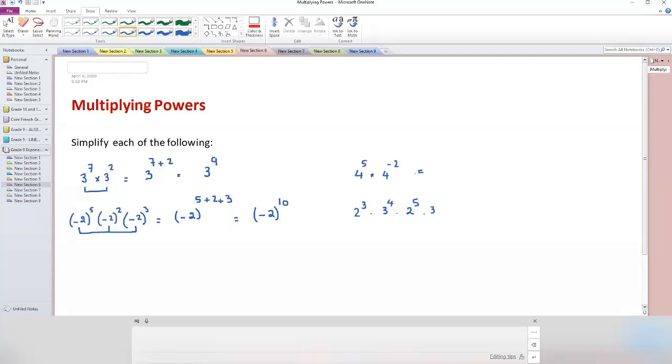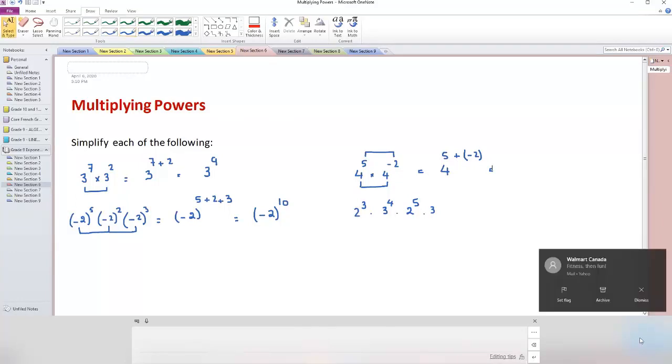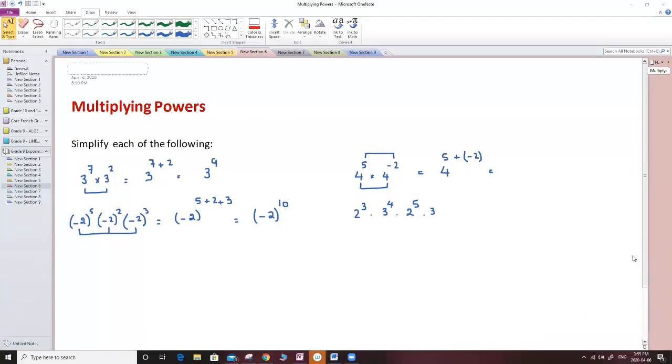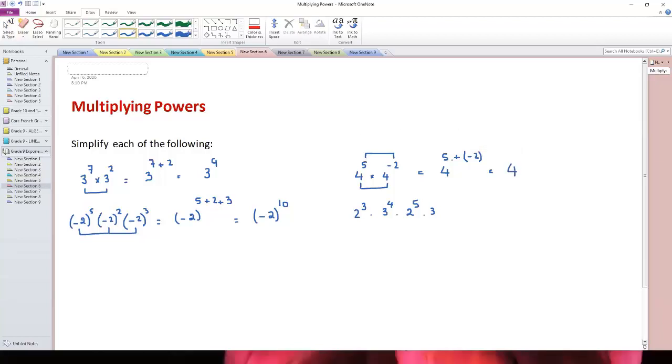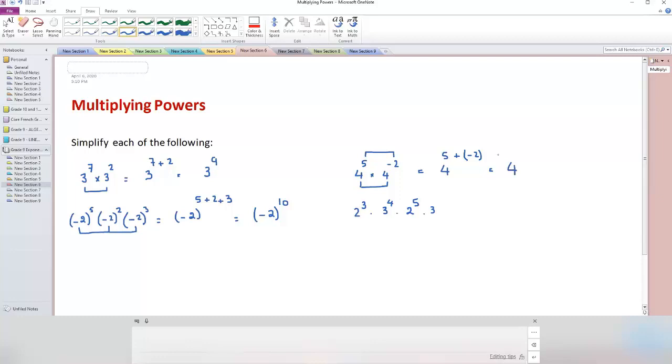The next one, I still have the same base, and this is my condition. That's why I'm going to use 4. Now, regarding the multiplication, I add the exponents. That means 5 plus negative 2. So, for sure, I need my information from the integers. In this case, 4 is my base. 5 plus negative 2 means 5 minus 2. That means 4 exponent 3.